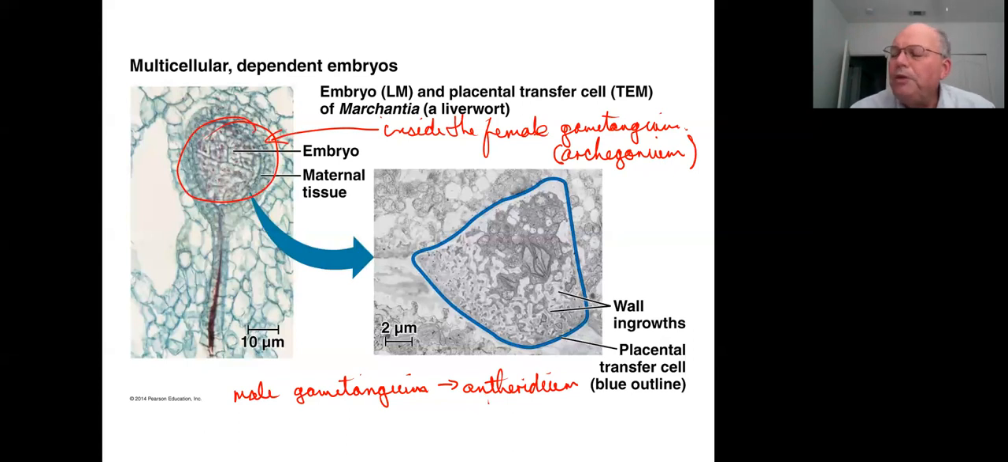So typically the egg develops inside the archegonium and is held in the archegonium. The sperm being flagellated in the plants that we're talking about today can then swim from the antheridium, the male gametangium, to the archegonium, the female gametangium, for the purposes of fertilization. The zygote then forms in the gametangium.